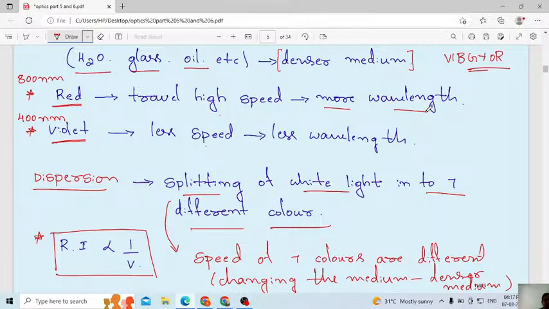Then violet, that is the color, because of the less wavelength, it will travel with less speed. I will always take the example of red and violet, because red has an extremely high wavelength, and violet is also an extreme, with a very low wavelength. When you compare these two, you can easily correlate the remaining colors with these two extreme cases, okay.